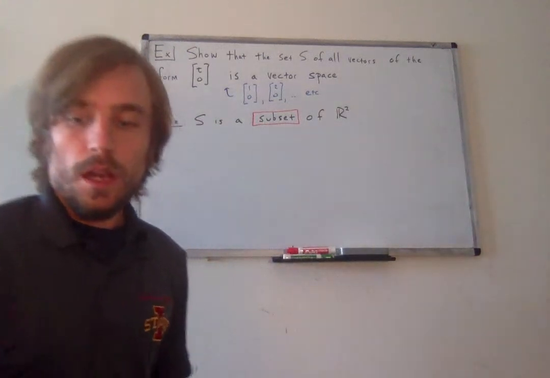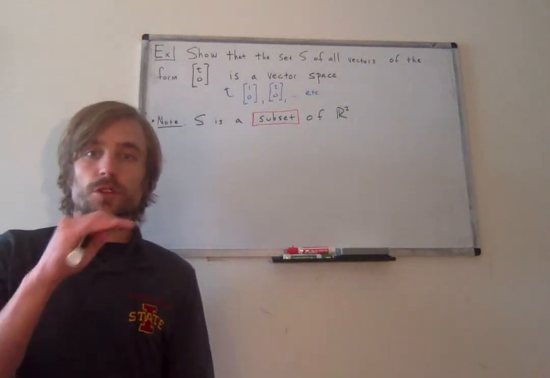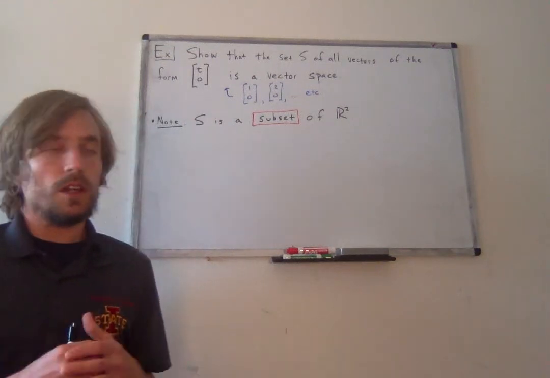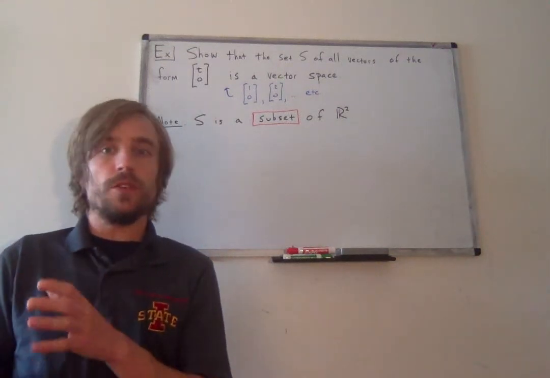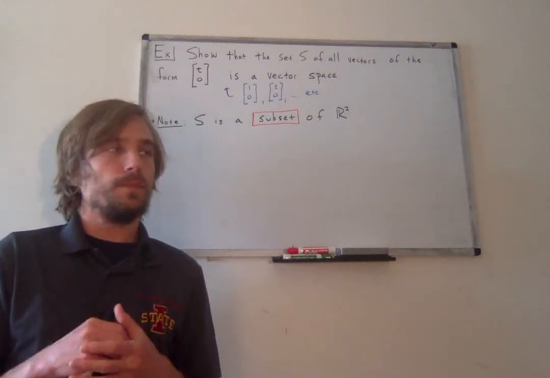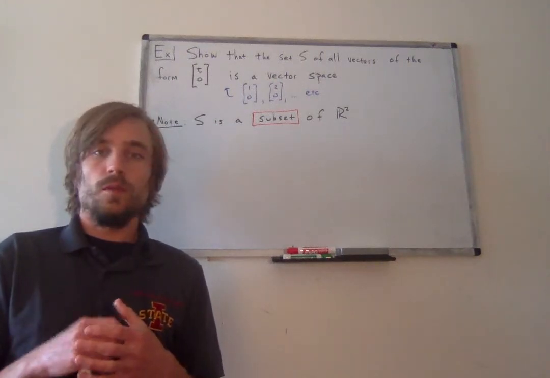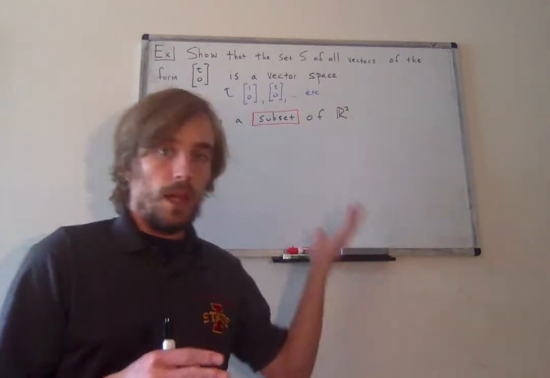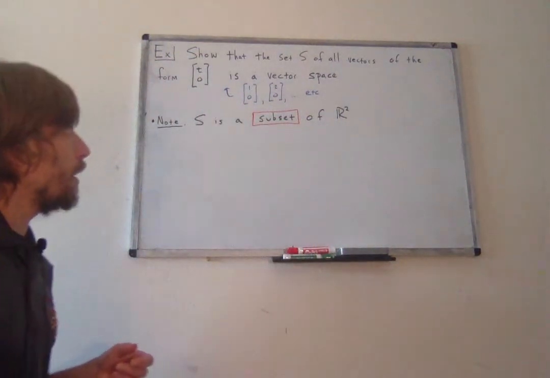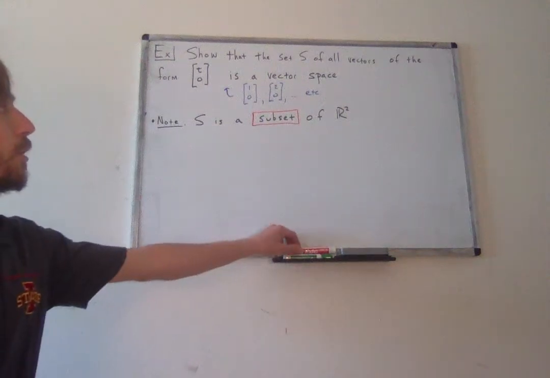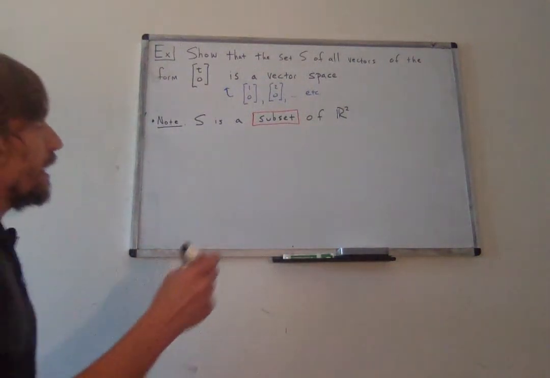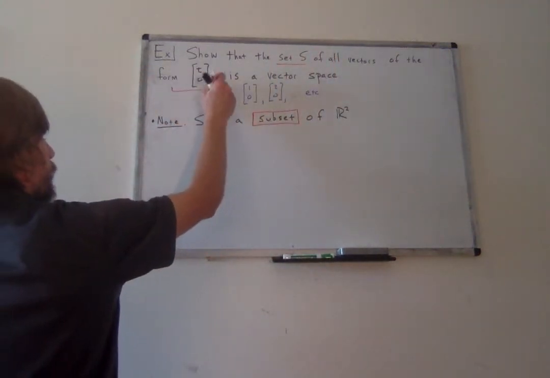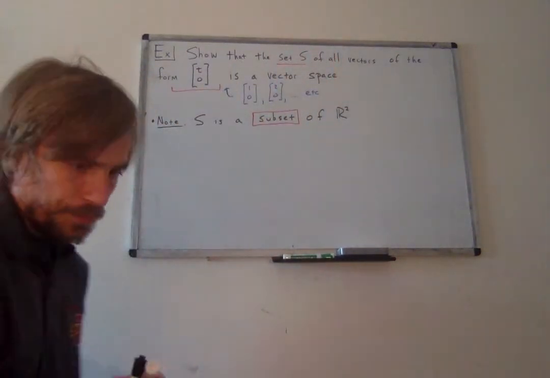If you have those 10 properties of vector spaces that we looked at and talked about last video, have those out next to you while you're watching this, because we will be referencing those 10 properties quite a bit. I just want to start out with another vector space. This is a set S of all vectors of the form (t, 0).